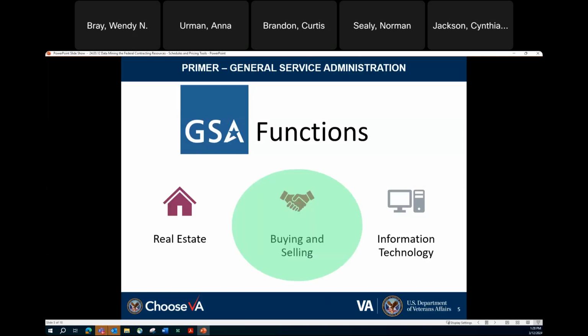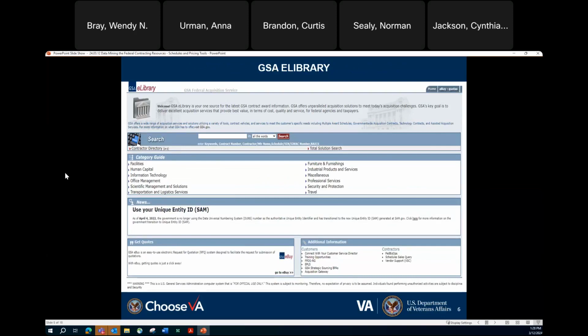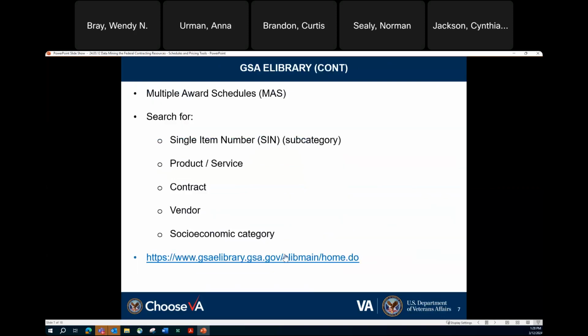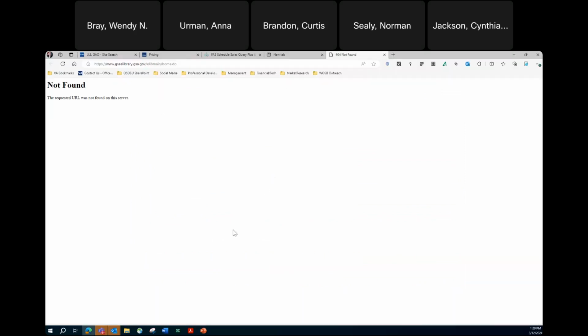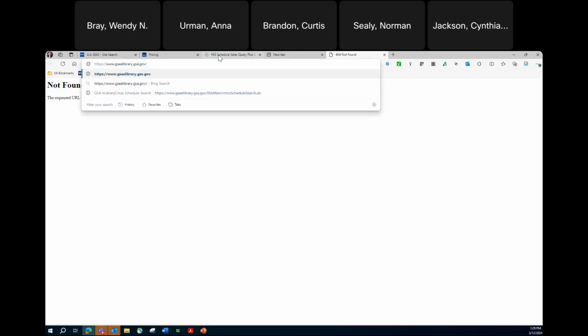Awesome. Okay. So let's go through the tools. I'm going to be toggling back and forth so you see exactly what I'm doing. The first one is GSA eLibrary. I'm going to click on the link here in the presentation. That way, you'll be able to access the same information.